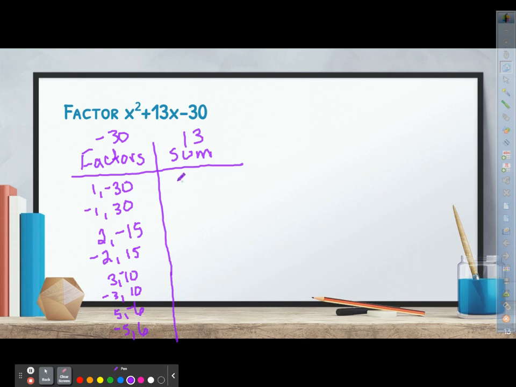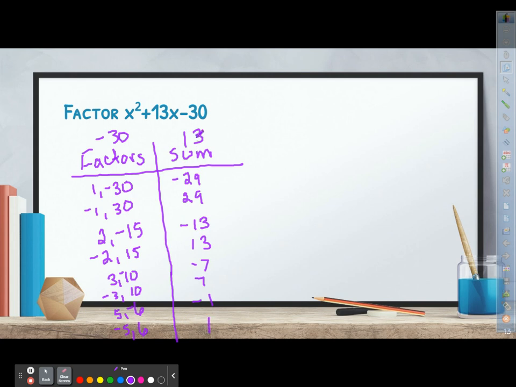1 plus negative 30 is negative 29. Negative 1 plus 30 is positive 29. 2 plus negative 15 is negative 13. What's negative 2 plus 15? Yeah, it'd be positive 13. 3 and negative 10 would be negative 7. Negative 3 and 10 is positive 7. 5 and negative 6 is negative 1. And negative 5 and positive 6 is positive 1.